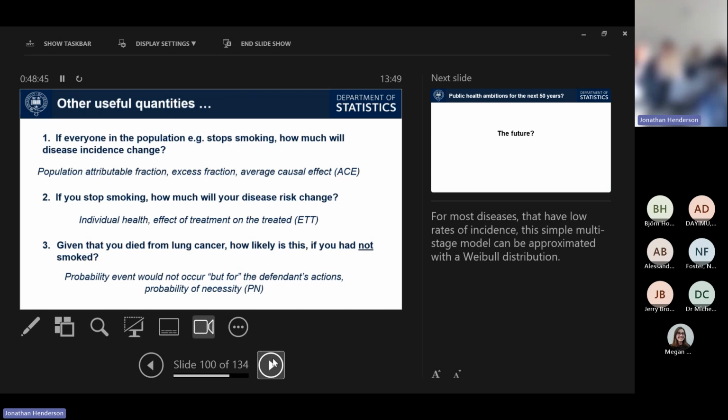Or another question that you see in legal situations is, let's say, given that you've died from lung cancer, how likely is it that this would have occurred if you had not smoked? And this is referred to as the probability of necessity, or the probability the event would not occur but for the defendant's actions. And once you have a causal diagram, you can calculate these quantities. Whereas at the moment, all we calculate are relative risks, which only convey a much smaller amount of information.